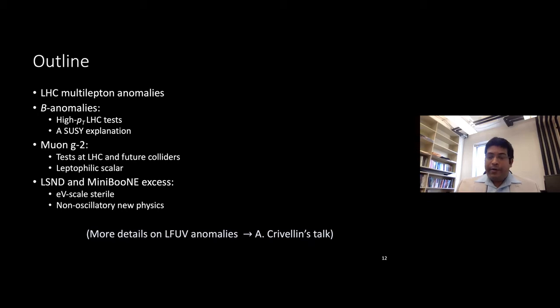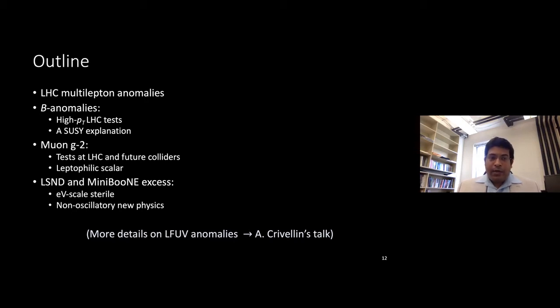So the first thing I would like to focus on here is these LHC multi-lepton anomalies, and then the other one I would like to talk a little bit about is the B anomalies. Again, we'll hear more about the B anomalies in the next talk, but I'll focus only on the complementarity aspects in the high pT searches, and then I'll also give a particular example in terms of R-parity violating SUSY.